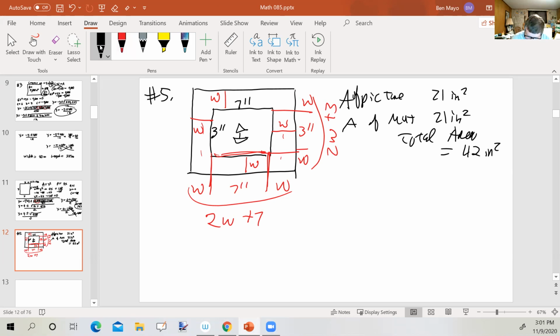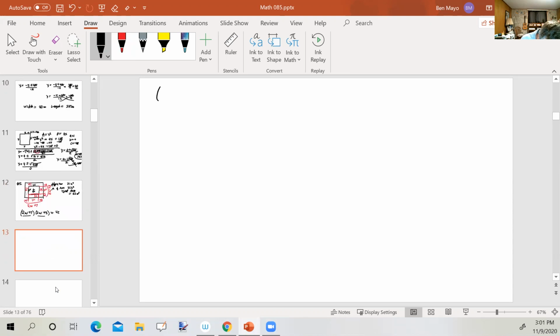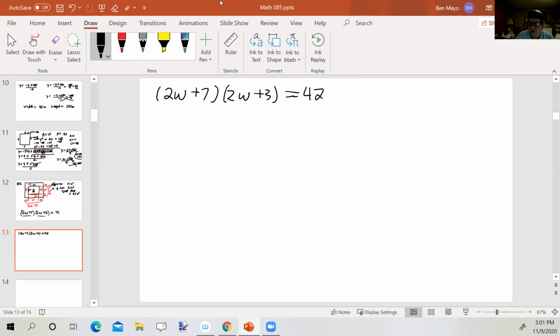So our equation becomes this: 2W plus 7 times 2W plus 3 equals 42. The length times the width equals the area of the mat plus the area of the picture. I'm going to take that equation and recopy it on the next page. So we get 2W plus 7 times 2W plus 3 equals 42. So that's our equation. Now we've got to get it in standard form.